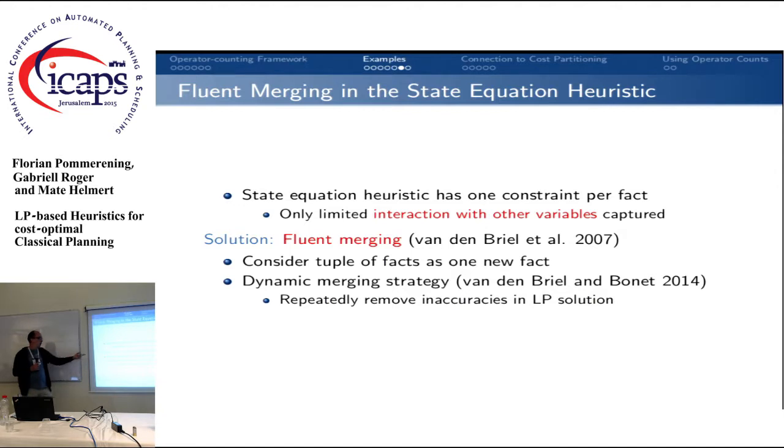And again, Menkes, Van den Briel, and Bleibanner did this in 2014 in the flow-based heuristics. What they call dynamic merging actually tries to not merge everything at the same time, but only merge the things that are required. So they repeatedly remove an inaccuracy from the LP solution by merging facts. And then these new facts that they generate by fluent merging lead to new constraints, which make the linear program more restricted, which might lead to a new LP solution.